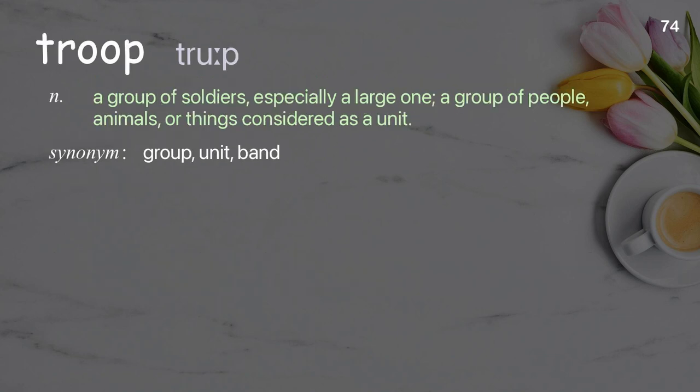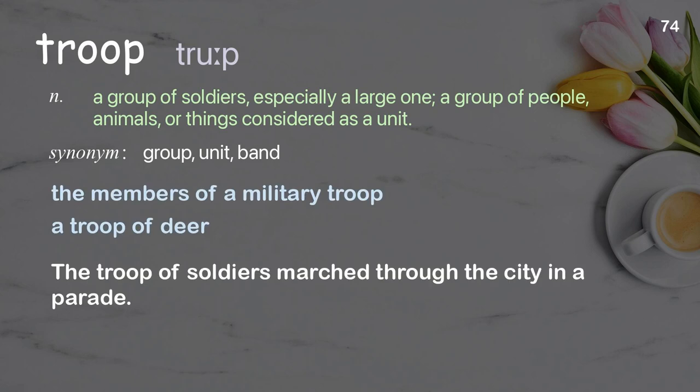Troop. A group of soldiers, especially a large one, a group of people, animals, or things considered as a unit. Examples: the members of a military troop, a troop of deer. The troop of soldiers marched through the city in a parade.